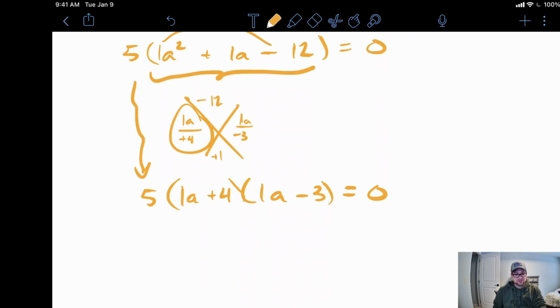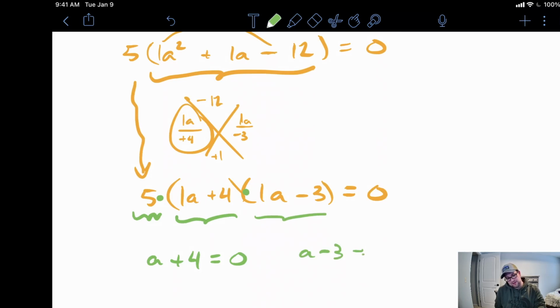Now, we do need to solve this as well. So we need to figure out which value of a makes this actually equal to 0. Remember, since these pieces are being multiplied together, you just need to look at each piece. This first piece, 5, is a constant. It doesn't change because there's no a that's hooked onto it. The second piece, 1a plus 4, changes depending on what a is. So I'm going to rewrite it as a plus 4 equals 0. Now notice how I didn't put the 1 in there. You don't have to put that 1 in there every time. For this other expression, we're going to have a minus 3 equals 0.